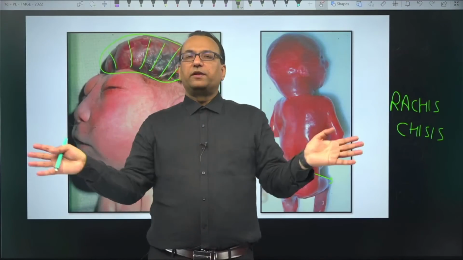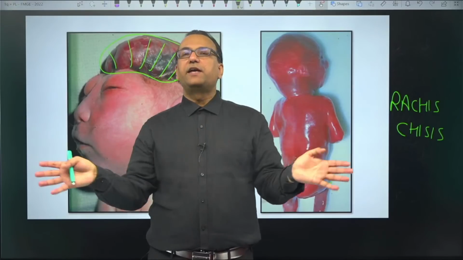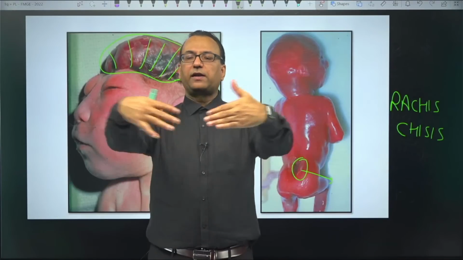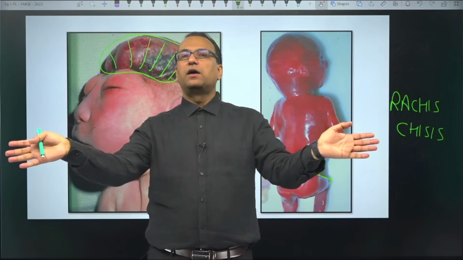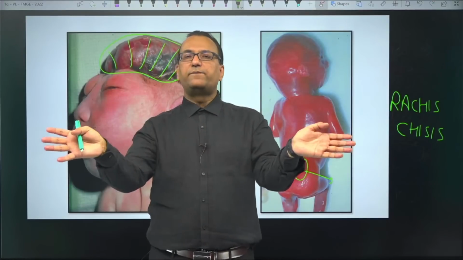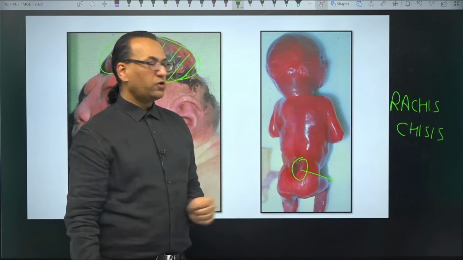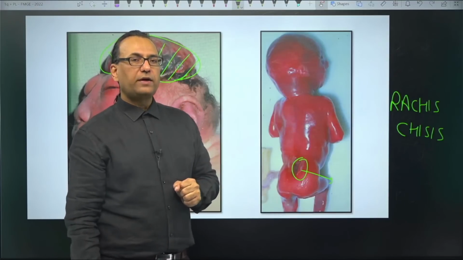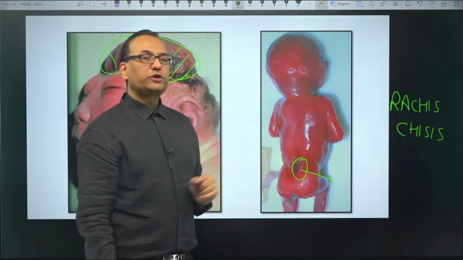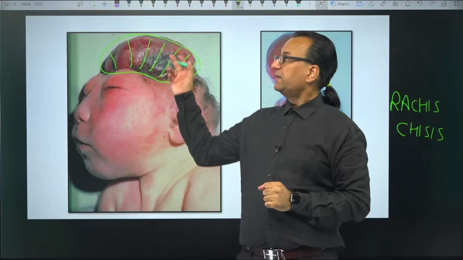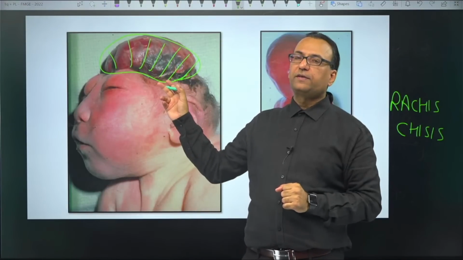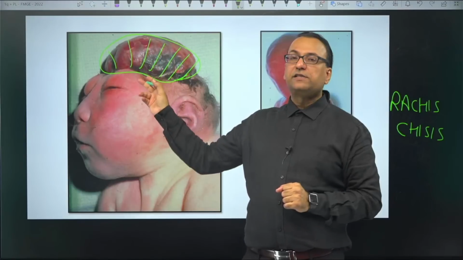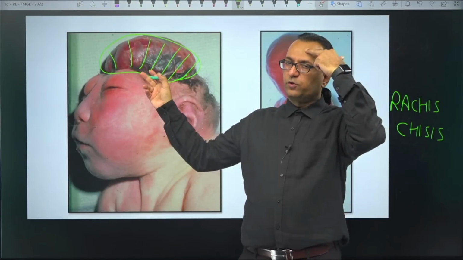Spinal cord is open and CSF is leaking out. Even the vertebra did not close properly. Spina bifida. There will be a spina bifida. And skin is also open. So rachis is an open neural tube defect in the posterior portion, and anencephaly is an open neural tube defect in the anterior or cranial or rostral portion.